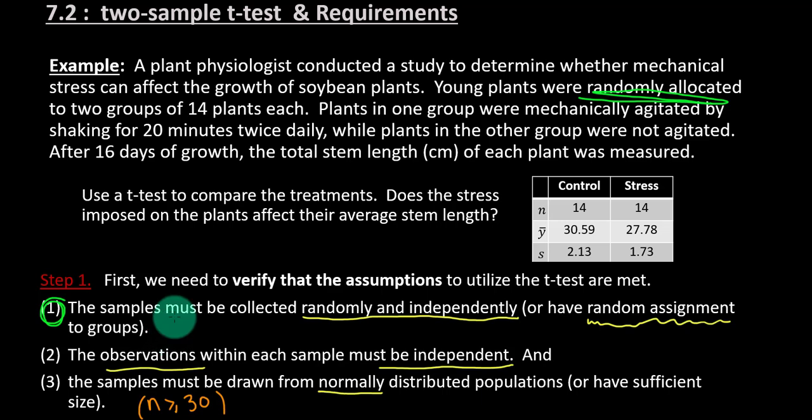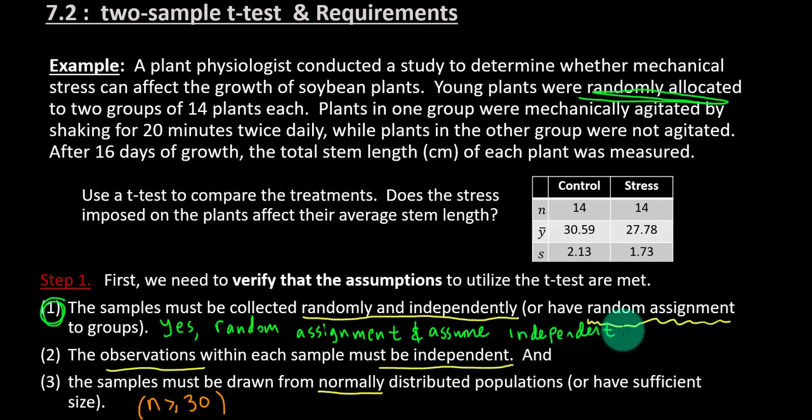This first requirement about random selection, well, you can see that in the description of the example, we have a random allocation of the plants to the two groups. So we have met that requirement. Also, it does not appear that the plants were paired in any way. So I think it is fair and safe to assume that the two samples were selected independently.